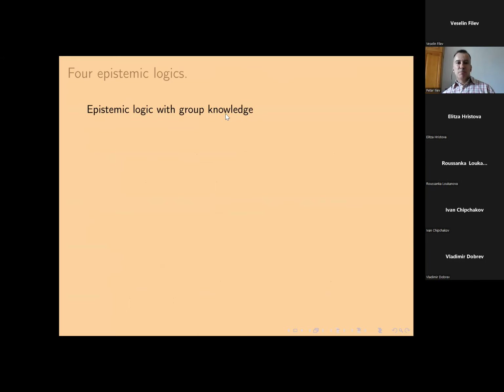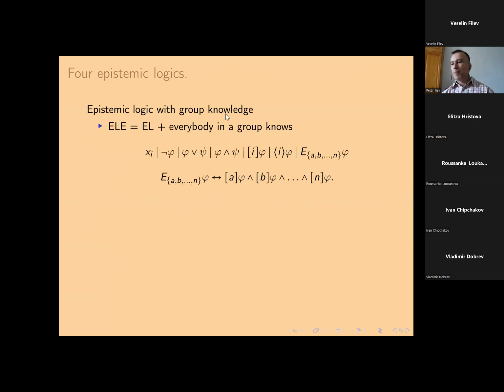People have extended this basic epistemic language with many different operators, trying to capture different intuitive concepts. The first concept that, to the best of my knowledge, was introduced as an extension to the basic epistemic logic was the notion of "everybody in a group knows." We take the basic epistemic language with modalities corresponding to individual knowledge, and then we introduce another operator. You can think of this operator as an abbreviation of a formula.